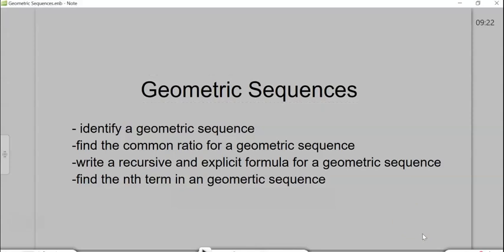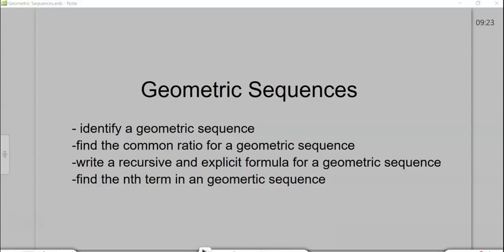Okay, so previously we talked about arithmetic sequences. What we want to do today is talk about geometric sequences. And so for our geometric sequences, we first want to learn how to identify when we have a geometric sequence. We want to learn how to find what's known as a common ratio for a geometric sequence.